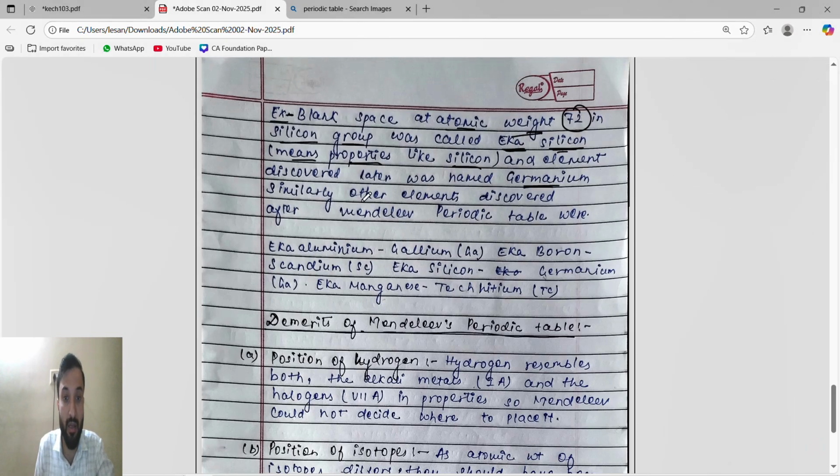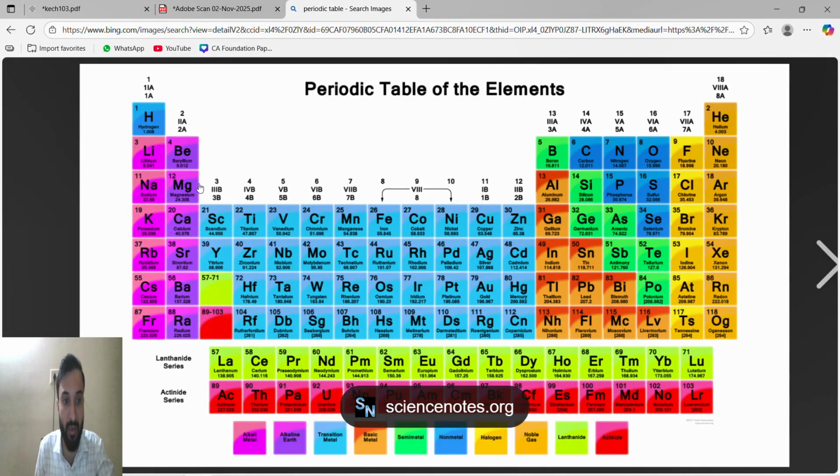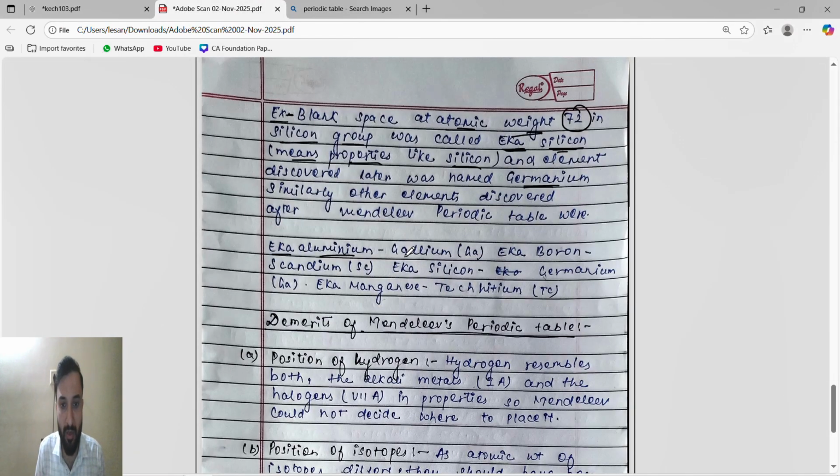नाम याद रखना भैया. Similarly, other elements were discovered after Mendeleev's periodic table. What is the next one? Eka aluminium. Where is aluminium? Aluminium is here. Eka means similar properties to aluminium. So eka aluminium is similar in properties to aluminium. So what is that? Gallium. Eka aluminium is gallium.